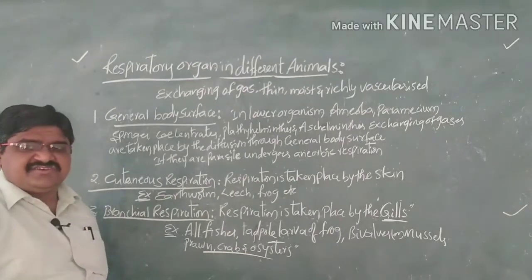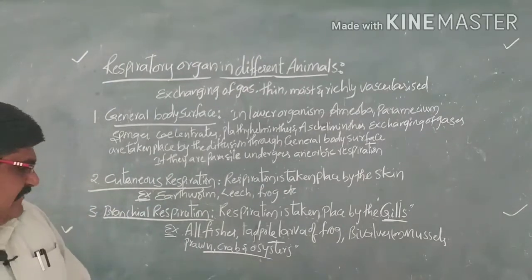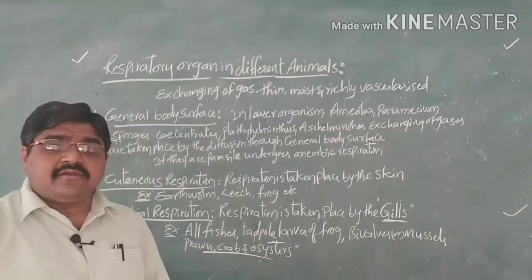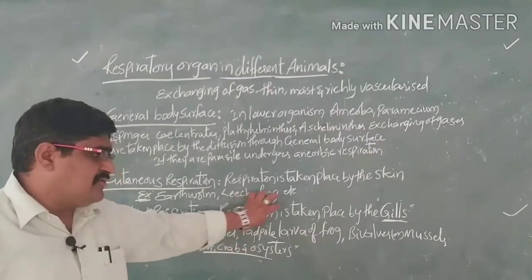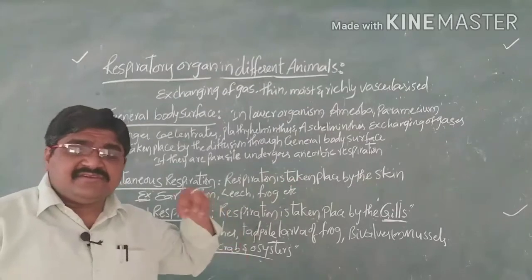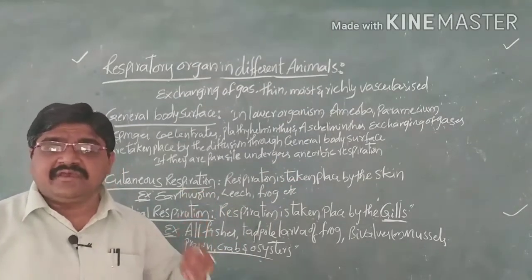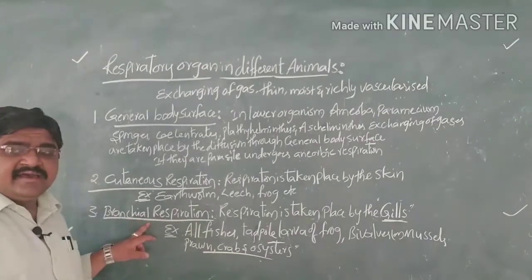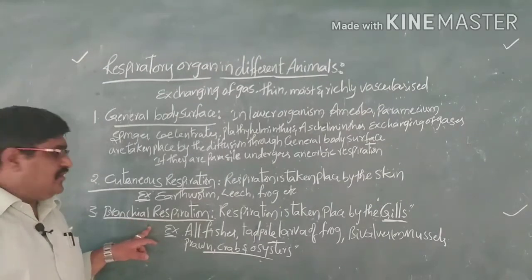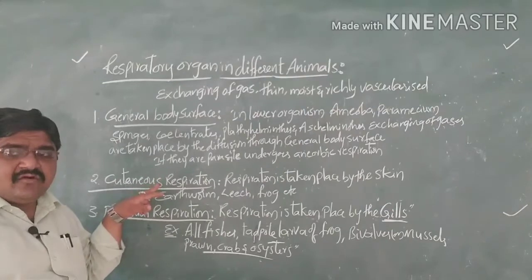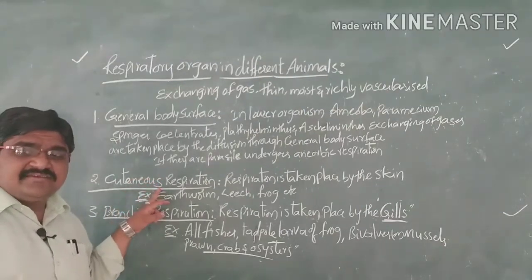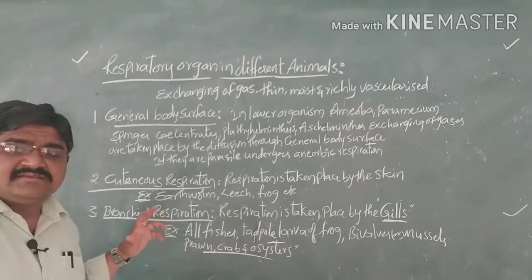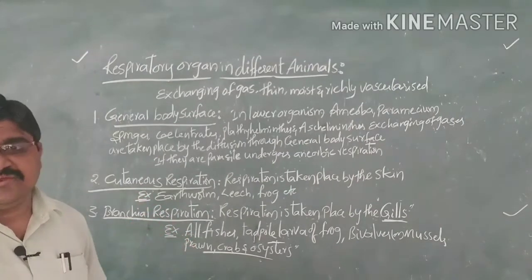That means in crustaceans also it is helpful, for prawns. If they are living in water, then the main respiratory organs are the gills. If the respiration is mainly taking place with the help of gills, then we can call it branchial respiration. If it takes place by skin, we call it cutaneous respiration. If the respiration takes place by the gills, we call it branchial respiration.